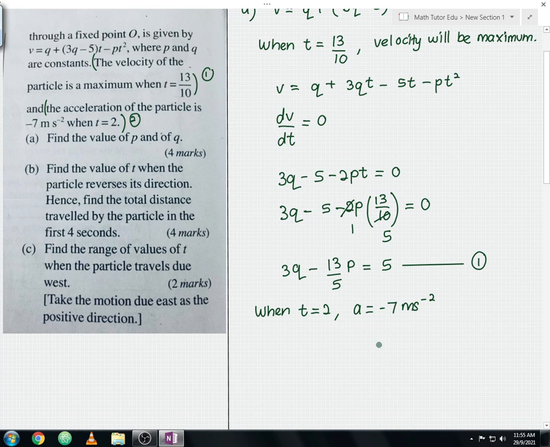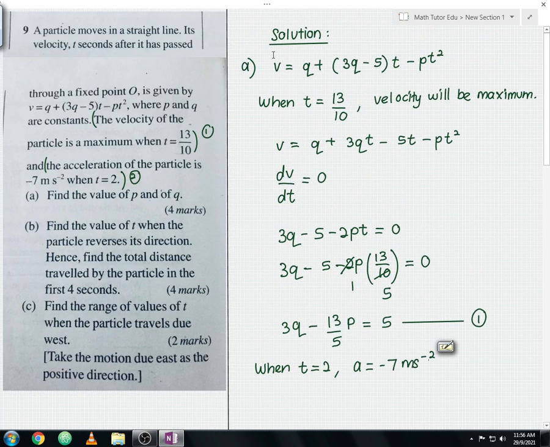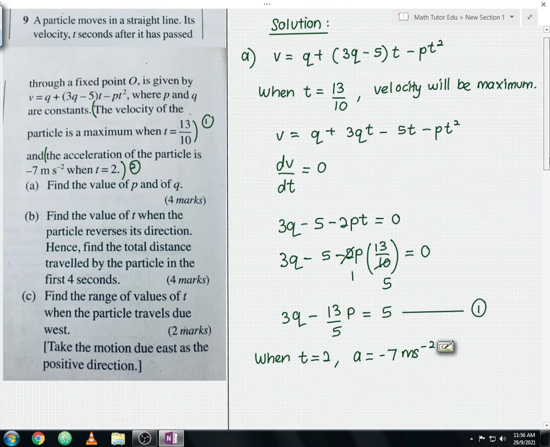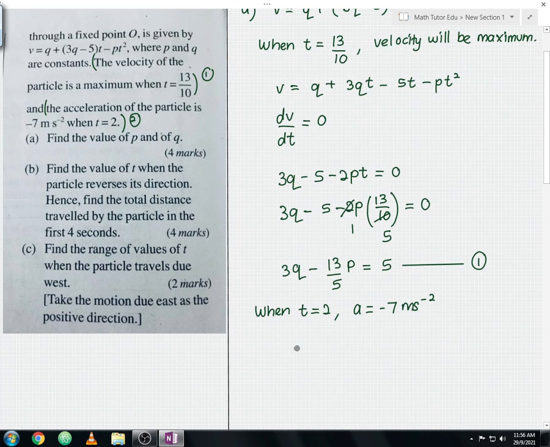Okay, so to find the acceleration, what you do, you need to differentiate the velocity. As you can see, we have already differentiated the velocity over here. So from here it will be 3q minus 5 minus 2pt. So this is our acceleration over here. Basically acceleration is equals to dv over dt, guys. I hope you understand the concept over here.